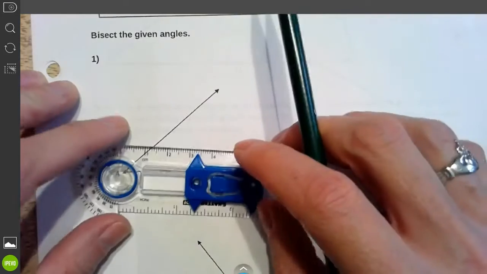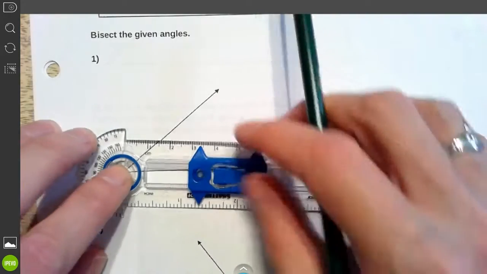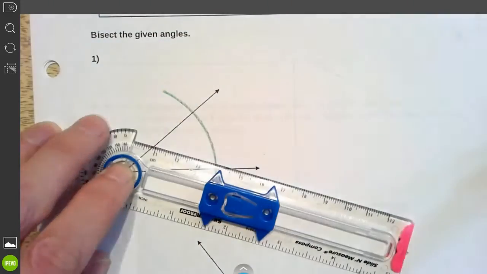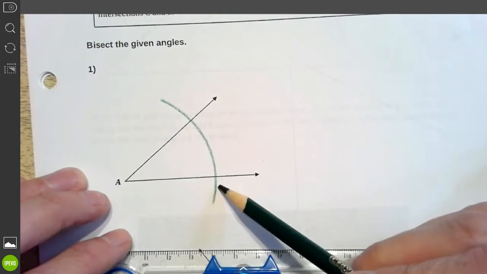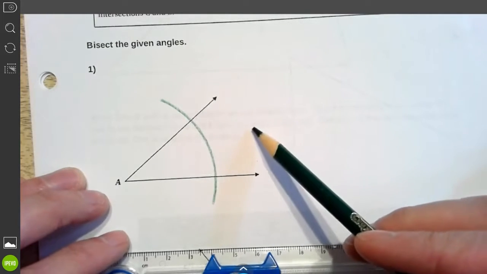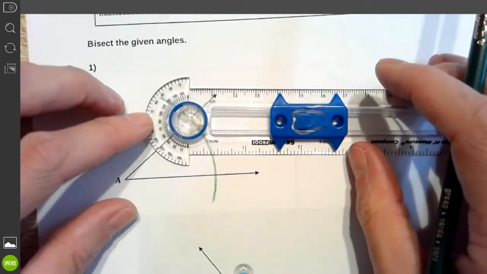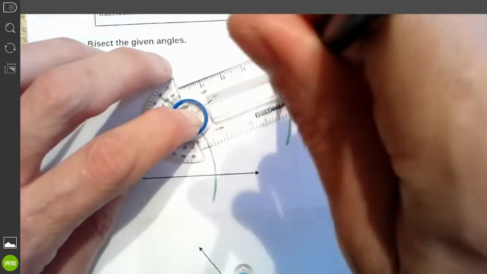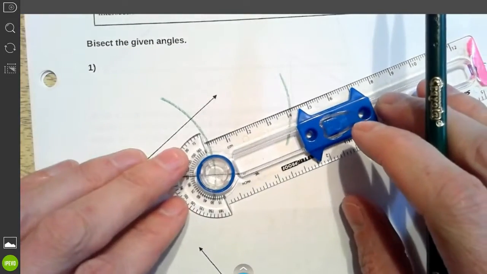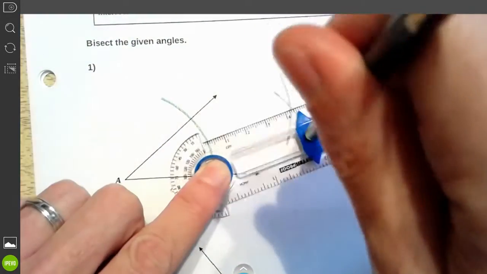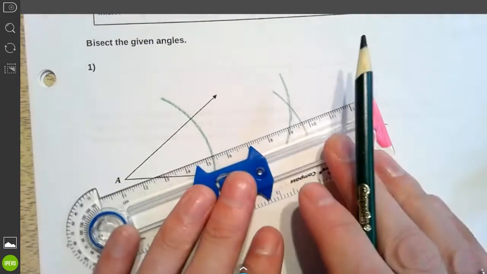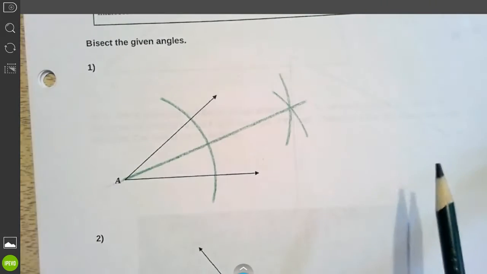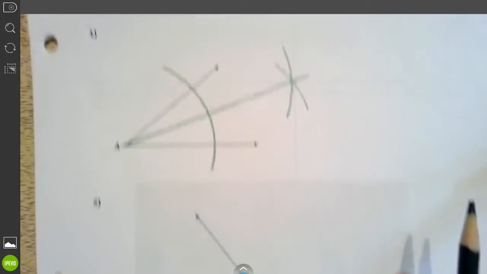So let's take a look at the first one. I want to bisect this angle. So I'm going to set up at my vertex, random measurement, and draw an arc. There we go. Now I've got two points here, so I want to find a point somewhere in between that is equidistant. So I start at one intersection, set a distance, and do an arc. Come to the other intersection point, and keeping the same distance, do another arc. And now connect my vertex to my X point.